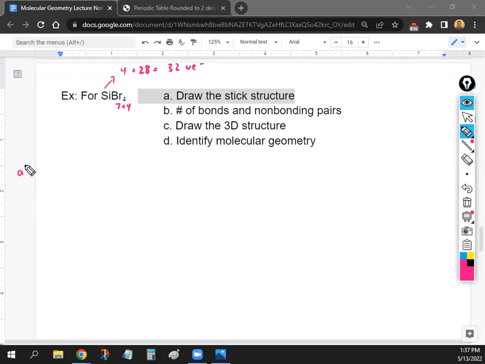And so let's draw the stick structure for part A. Okay. Alrighty. So we know that for our rules that Si always goes in the middle. And then we've got 4 Brs, so we're going to put 4 Brs around it. Okay, and then what we're going to do is connect all of the Brs to the middle. So connect there, connect there, connect there, and connect there. So we use 2, 4, 6, 8. So we got 24 electrons left.